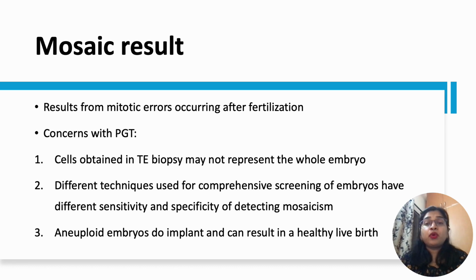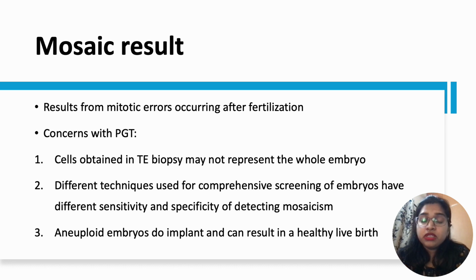Now, suppose a report comes as mosaic. So, what are mosaics? They result from mitotic errors occurring after fertilization. So, in polar body biopsy, we are not going to find them. But there are concerns with PGT in mosaicism.